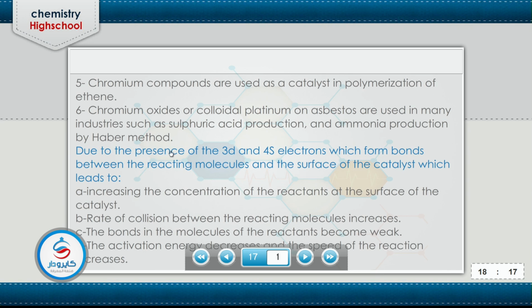And due to the presence of the 3d and 4s electrons, which form bonds between the reacting molecules and the surface of the catalyst, which leads to: A, increasing the concentration of the reactants on the surface of the catalyst. B, the rate of collision between the reacting molecules increases. C, the bonds in the molecules of the reactants become weak. D, the activation energy decreases and the speed of reaction increases.